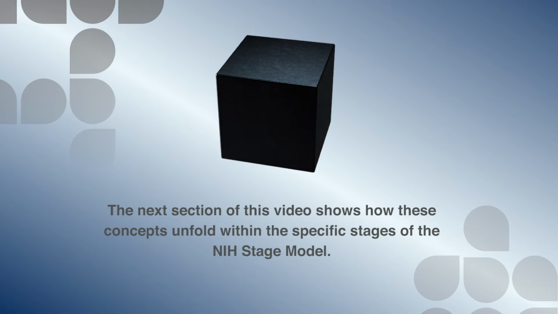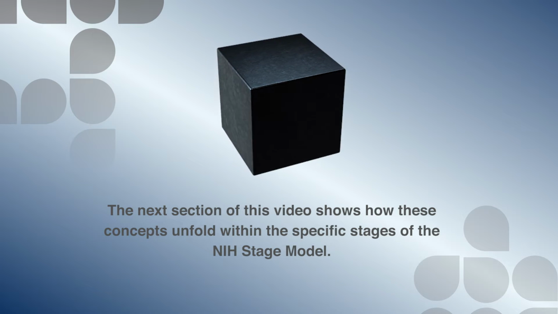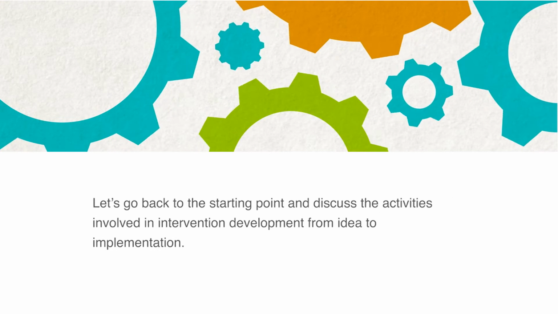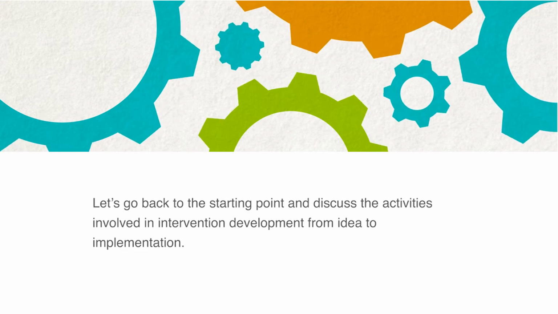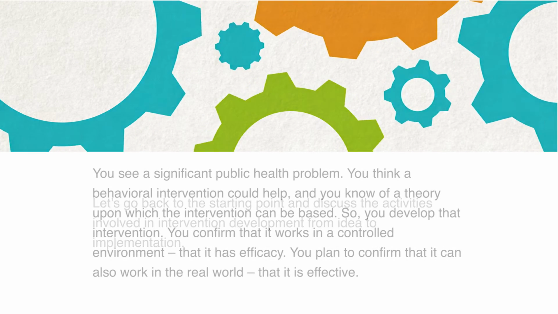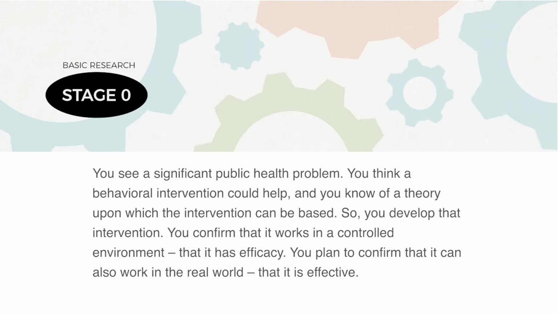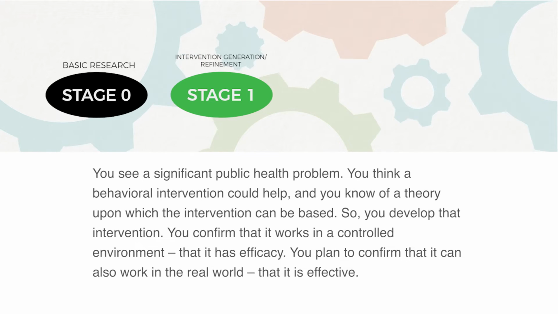The next section of this video shows how these concepts unfold within the specific stages of the NIH Stage Model. Let's go back to the starting point and discuss the activities involved in intervention development from idea to implementation. You see a significant public health problem. You think a behavioral intervention could help, and you know of a theory upon which the intervention can be based. So you develop that intervention.